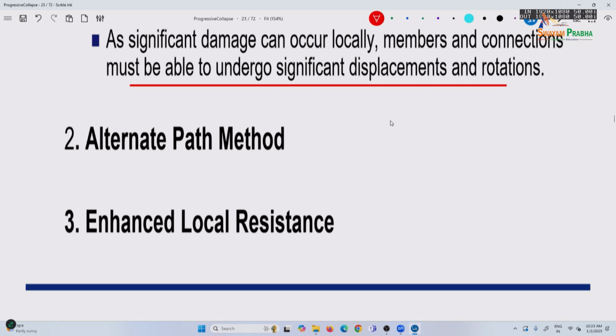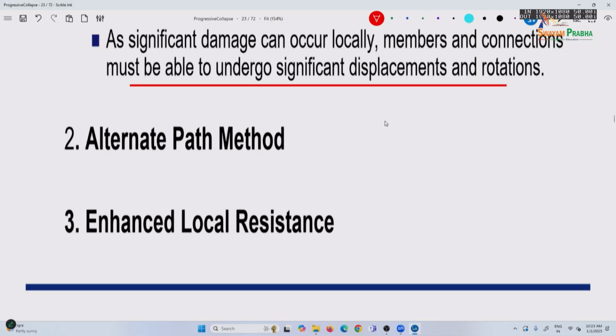Basically in alternate path method, oh, what happened? Oh, I think. Okay, I have to be careful out here.